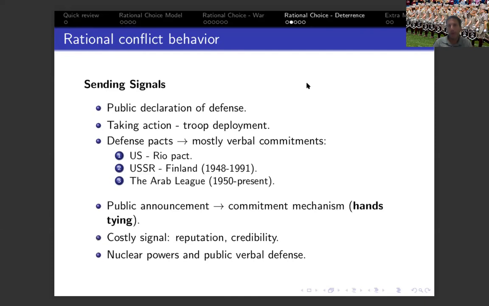Now, a public announcement of the defense commitment is more likely to be useful because once it's a public declaration, it presents a risk and reputation costs for the patron state, again, the United States as an example, in the case that the United States will decide to renege on the agreement. This represents what's called a hands-tying or a commitment mechanism.